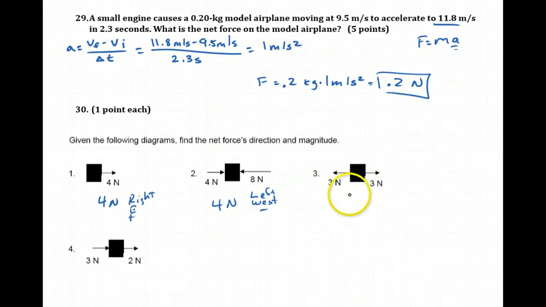Here 3 and 3 balance out, 0 newton force. Here they add up together. So you've got 5 newtons, you could say to the right, you could say east, you could say positive.